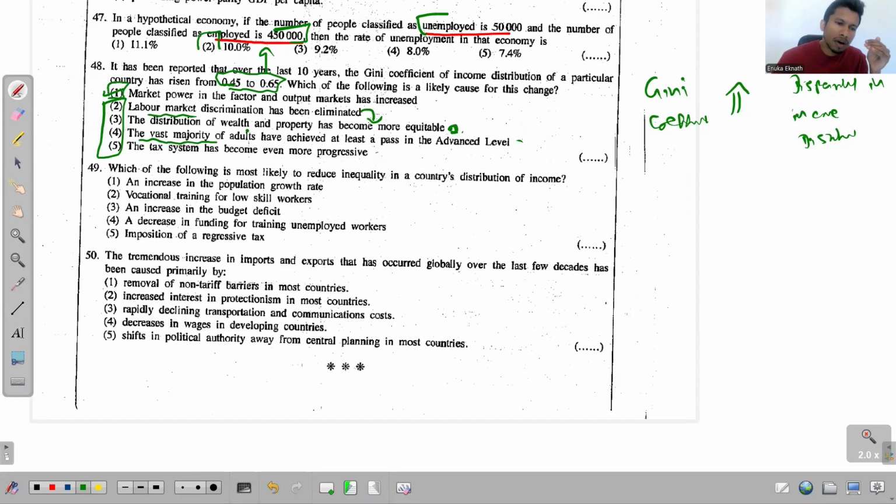The previous question asked what increases the disparity. Now it asks what reduces the disparity. Reduce the inequality, reduce the disparity in countries' distribution of income.